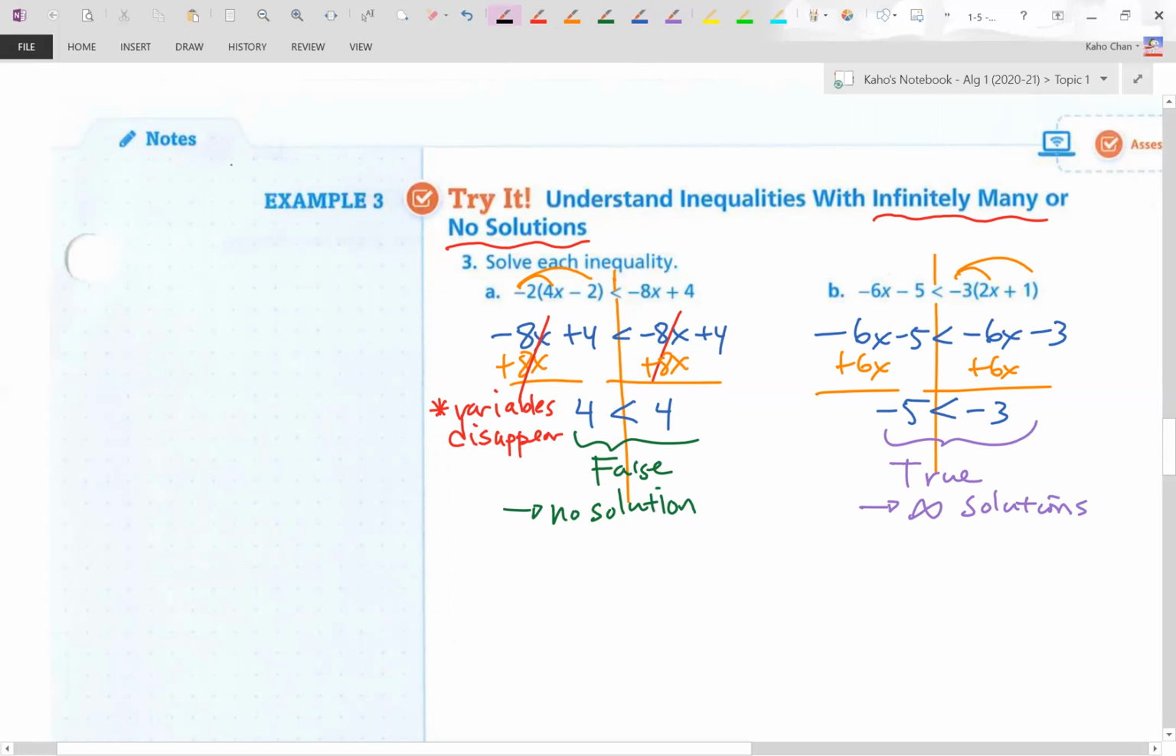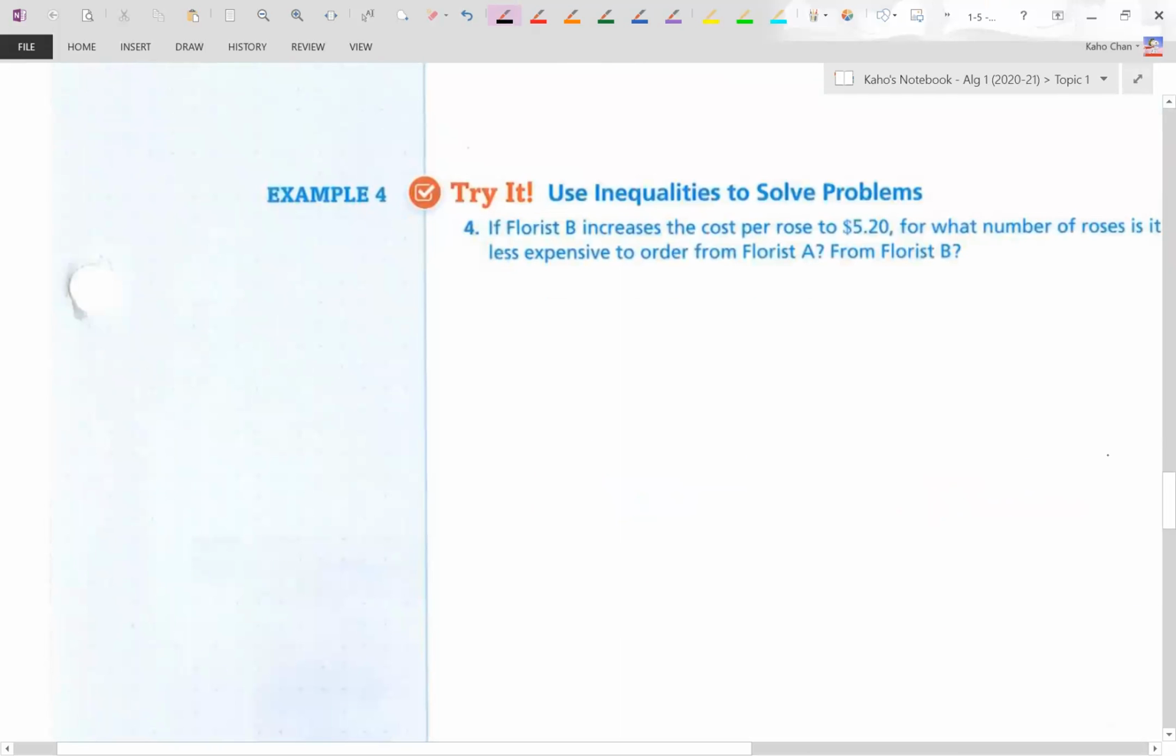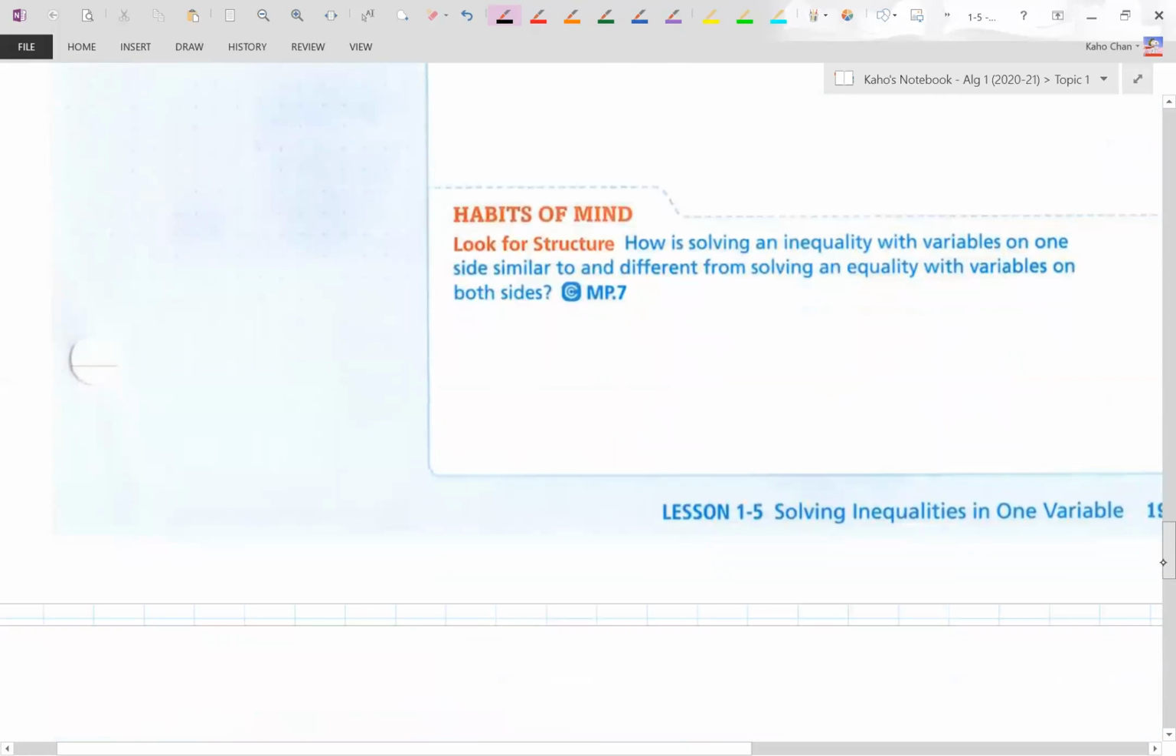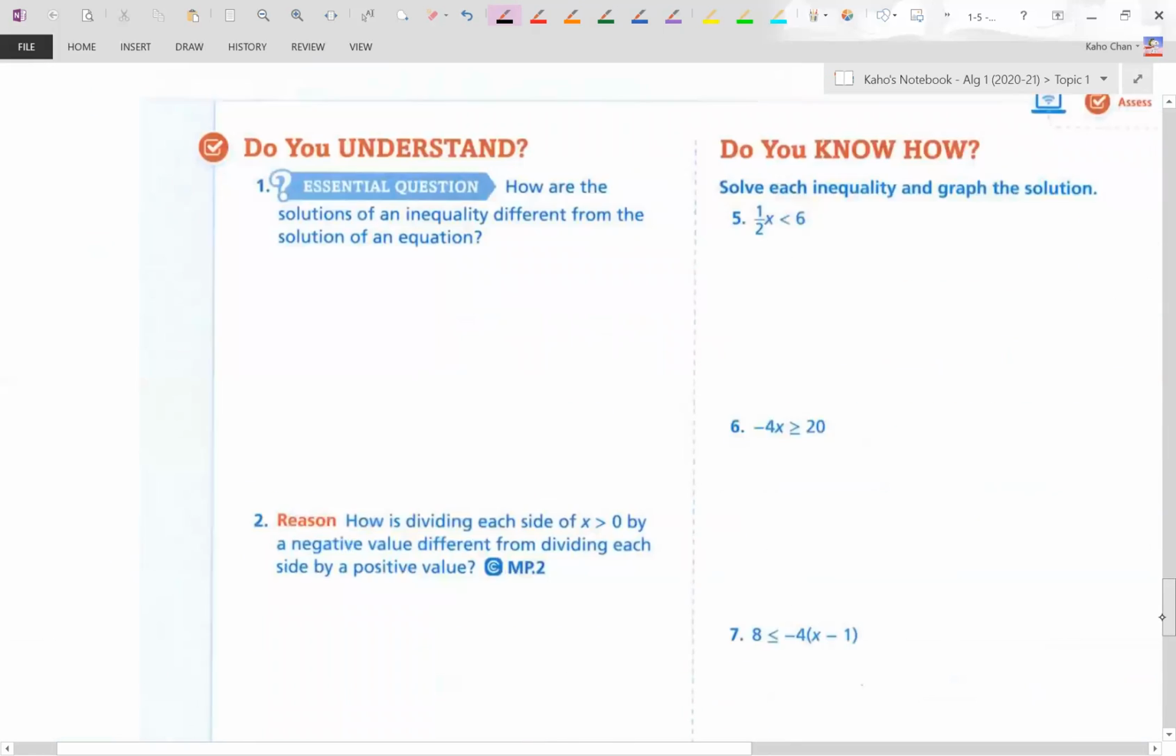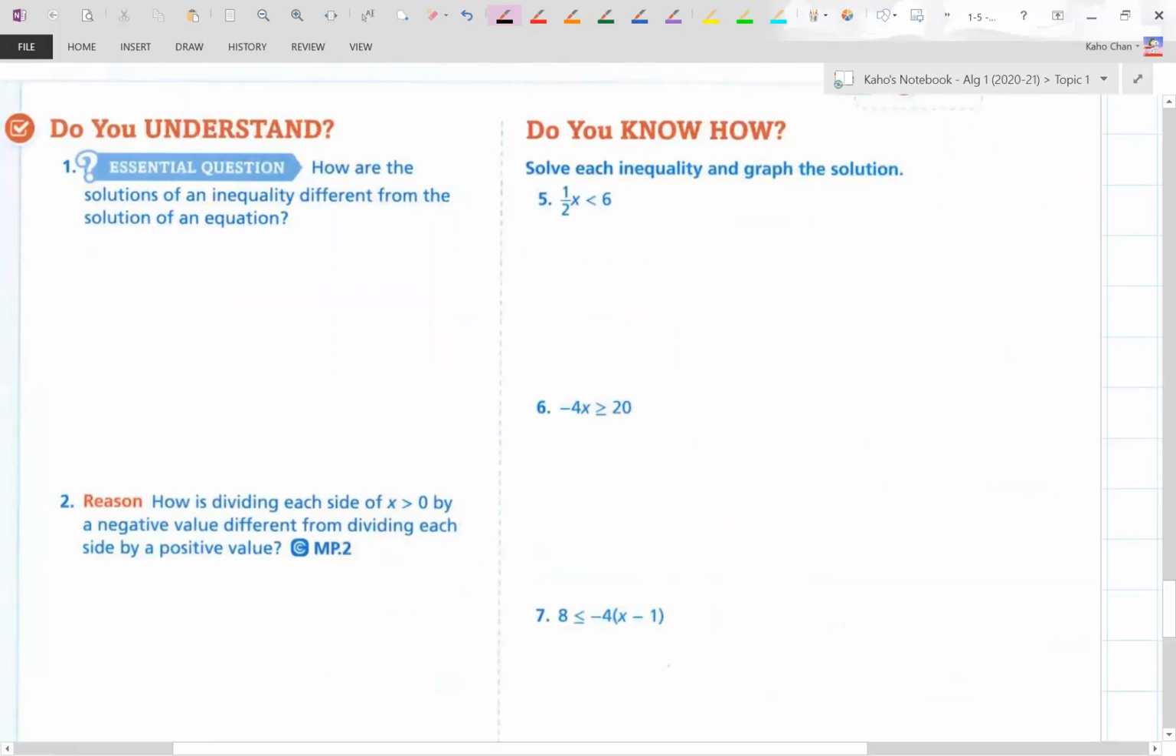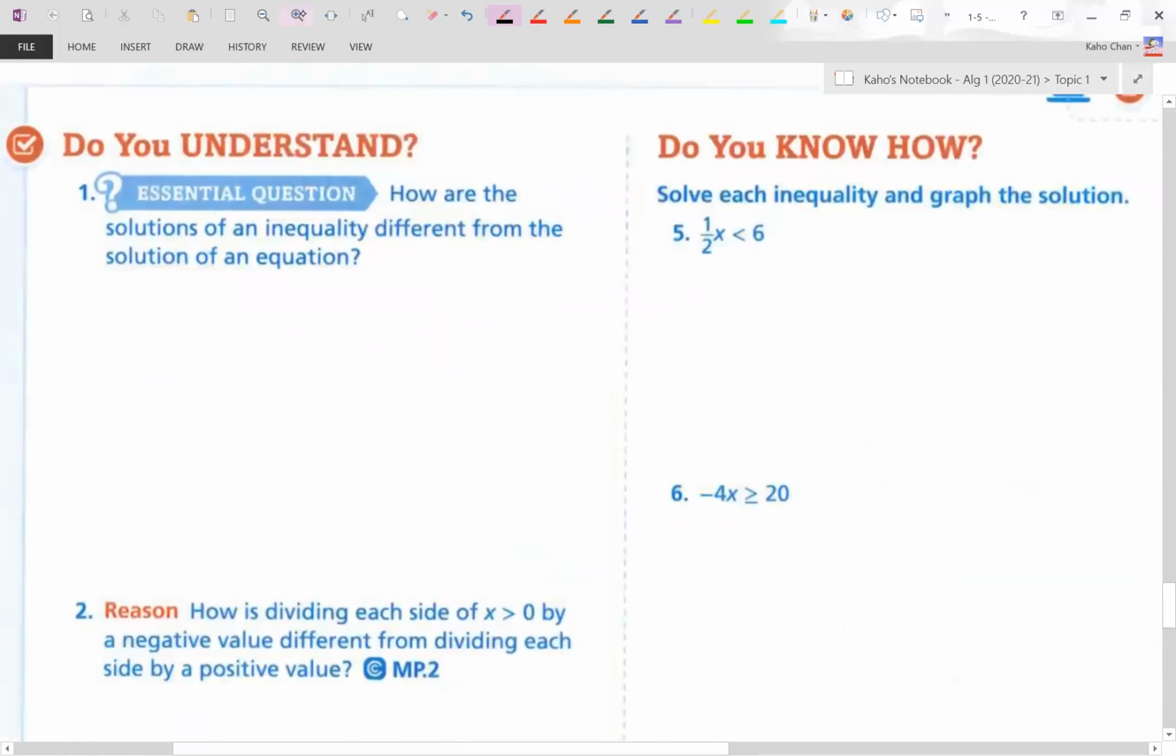So just a basic reminder about variables disappearing. We have no solution and infinite solutions again. Let's switch to the last page. We're going to skip example 4. That's not necessary. All right, I'm going to crank through these ones on the last page. Starting with number 5. I'm going to zoom in a little bit so you can see.